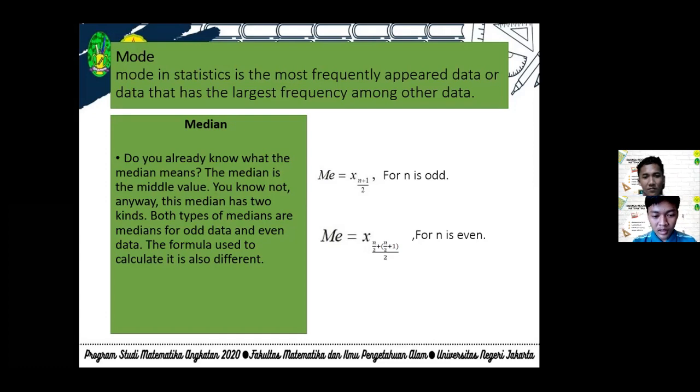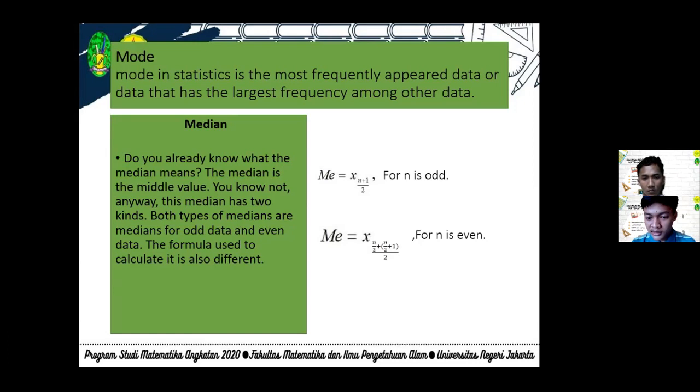The formula used to calculate this is also different. Median for odd data is the x data at (n plus 1) divided by 2. Median for even n data is the average of the x data at n divided by 2 and at (n divided by 2) plus 1.